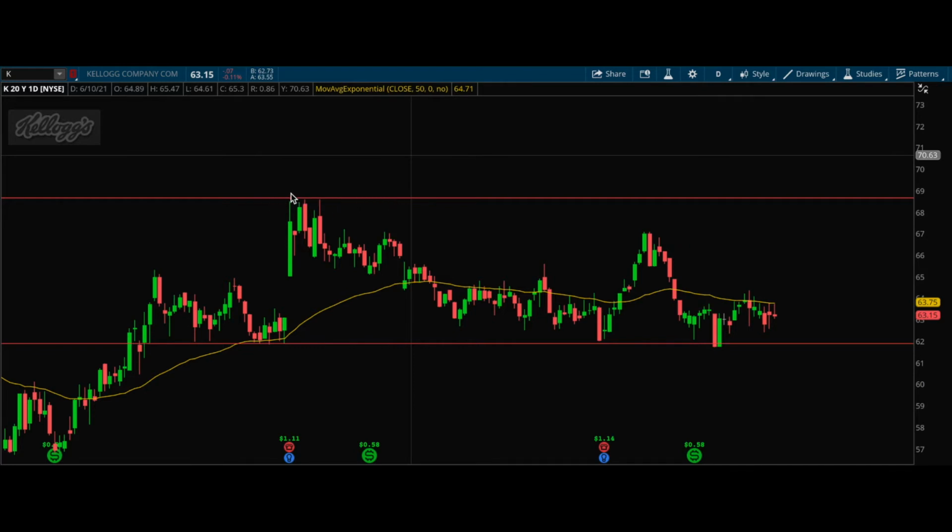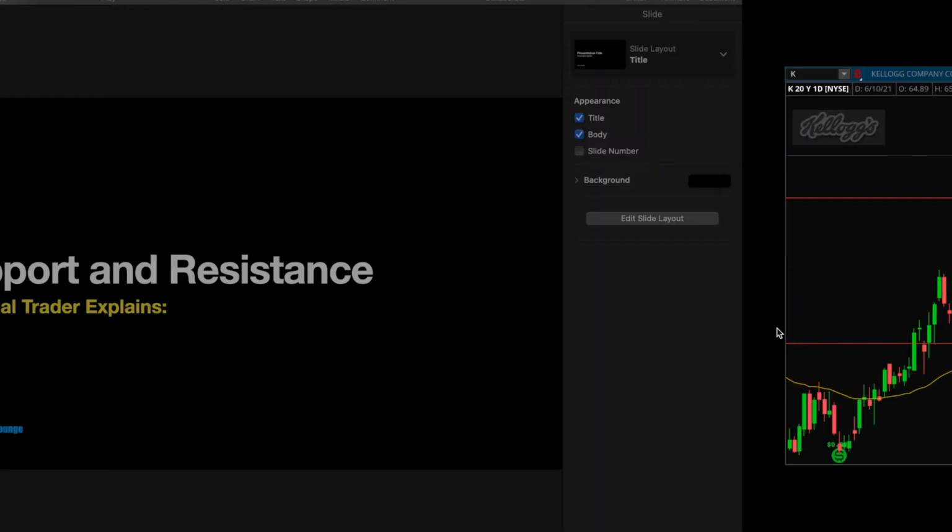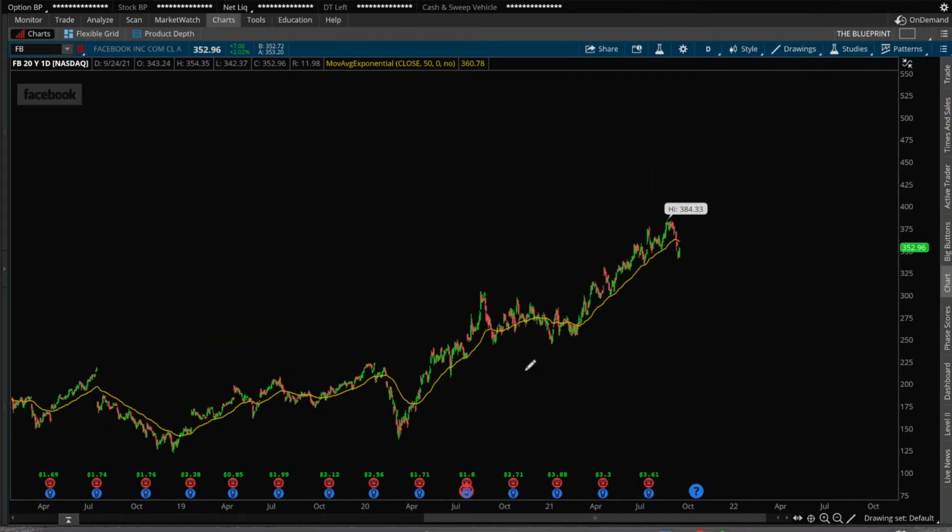And this is an area of resistance. We'll get into that too in a minute. And it comes back down, bounces, support, support, support, support. Finally, price comes back up, support, support, support. Now we can get into the live chart.